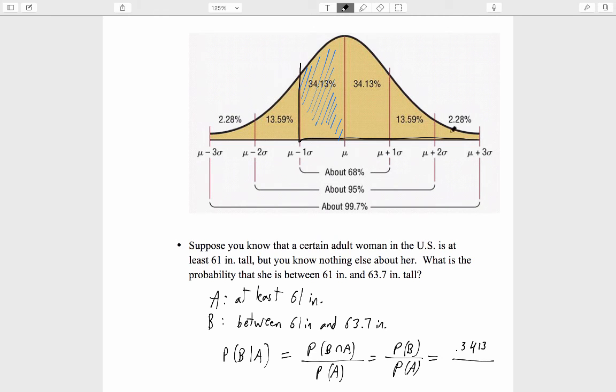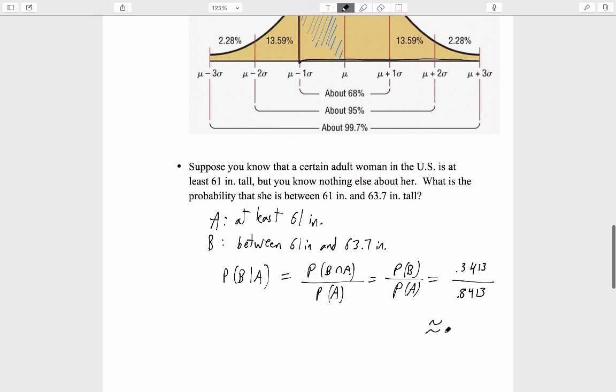Well, how much is the probability of A? You can think of it this way. Everything to the right of mu has probability 0.5. Everything in this blue shaded region has probability 0.3413. Overall, A has a probability of 0.8413. Just the sum of this 0.3413 and this 0.5. This turns out to be approximately 0.4057.